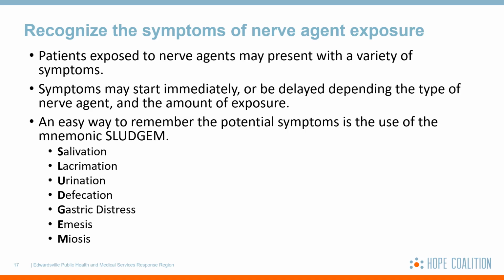Recognize the symptoms of nerve agent exposure. Patients exposed to nerve agents may present with a variety of symptoms. Symptoms may start immediately or be delayed depending on the type of nerve agent and the amount of exposure. An easy way to remember the potential symptoms is the use of the mnemonic SLUDGEM. Our next slide will explain this mnemonic for you.